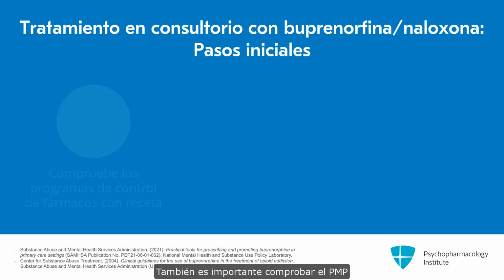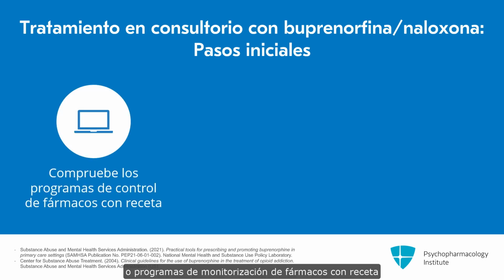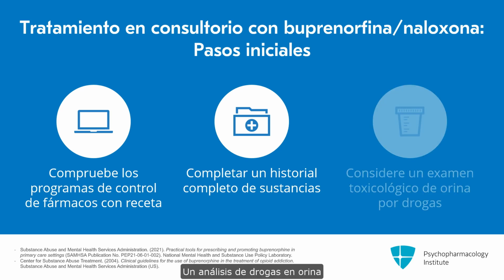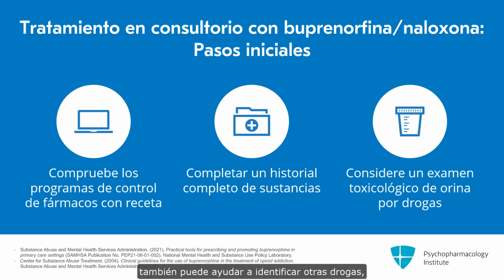It's also important to check the PMP, or prescription drug monitoring programs, and complete a full substance history to inquire about other substance use. Mostly, we want to ensure that there are no other substances that may interfere with the medication, but it's notable that the risk of respiratory depression is also much lower with buprenorphine. A urine drug screen can also help identify other drugs, but also ensure that somebody is using the opioids and that they need the treatment to begin with.